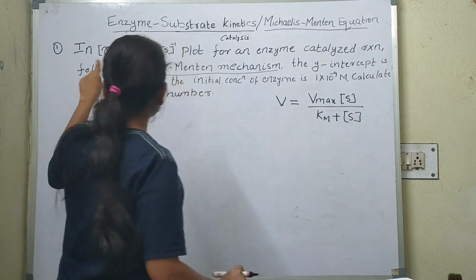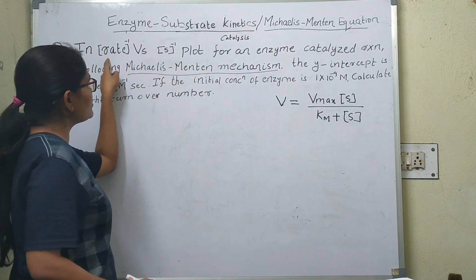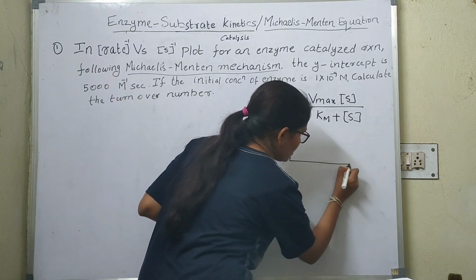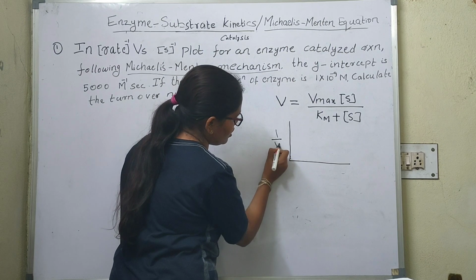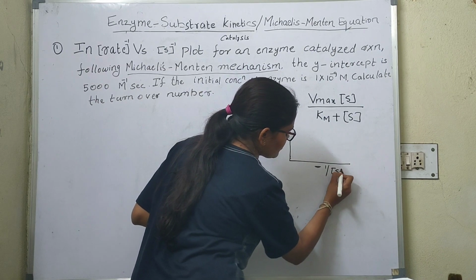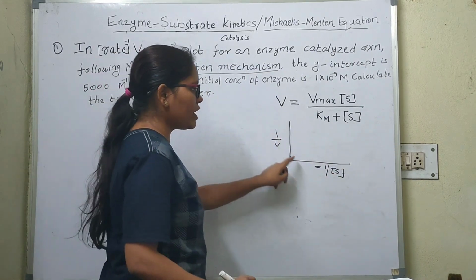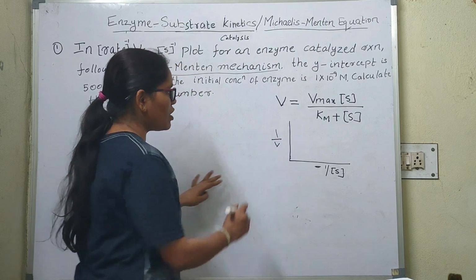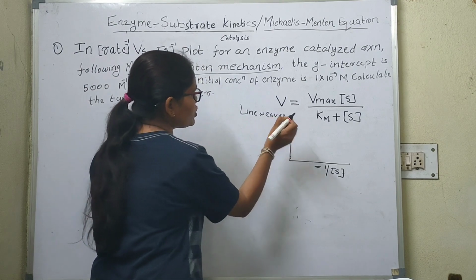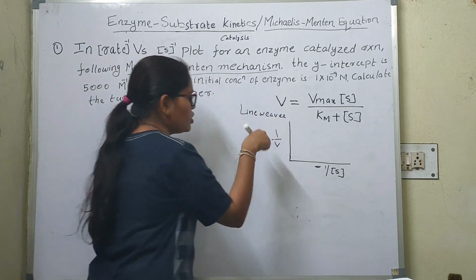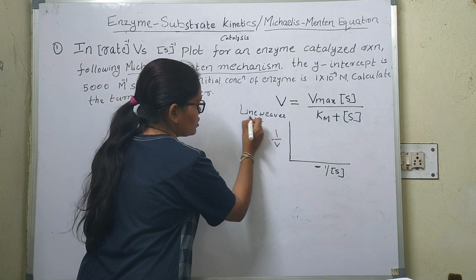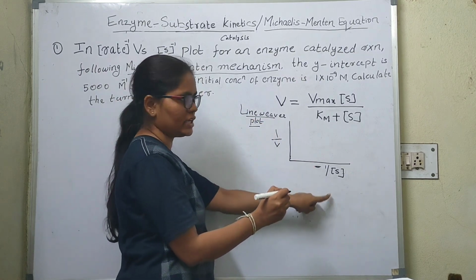So what is the data given here? It is said that the graph is between rate inverse versus substrate concentration inverse. So the graph is between rate inverse, which is 1 by V, and substrate concentration inverse, which is 1 by S. So now we have to draw a plot between 1 by V versus 1 by S, and this plot is the Lineweaver-Burk plot. This has already been discussed in the previous video. If you do not have the idea, I will give the link in the description.